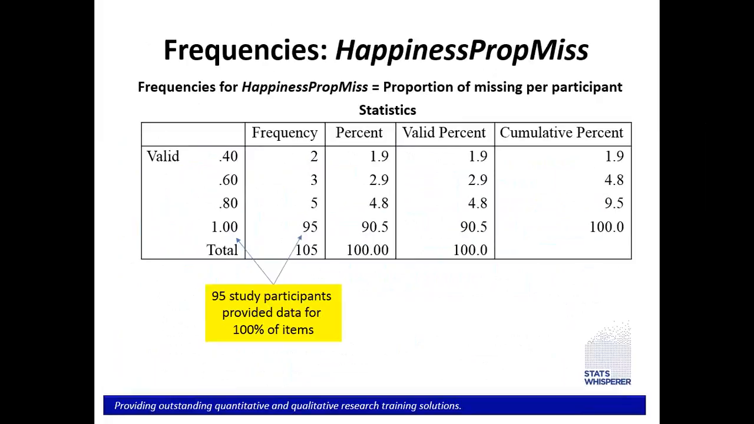And then as we go up, the next one up is a frequency of 5, provided 0.8, which is 80%. So 5 study participants only provided 80%. Then going up, 3 study participants provided 60%. And on the top line, 2 study participants only provided 40% valid responses on the 5-item happiness scale. So there we have our proportion or percentage of valid responses on the happiness scale.